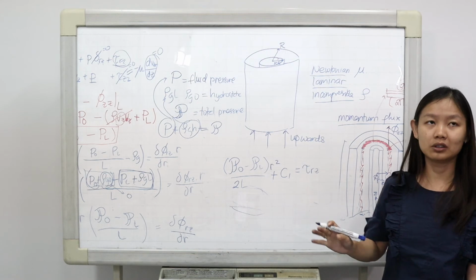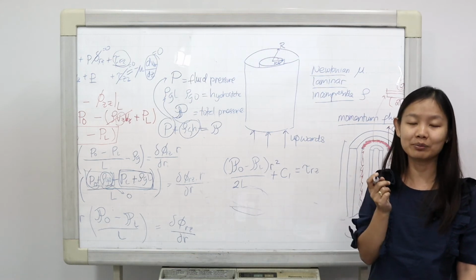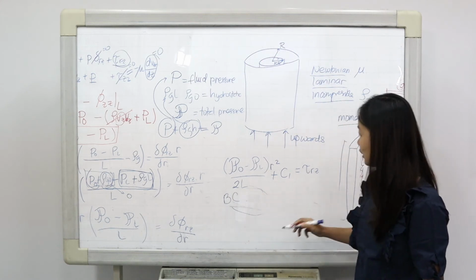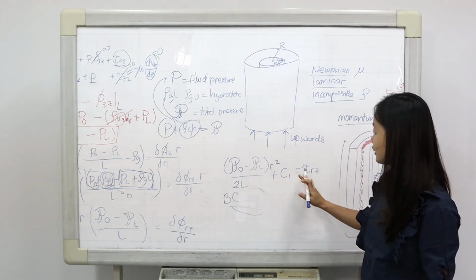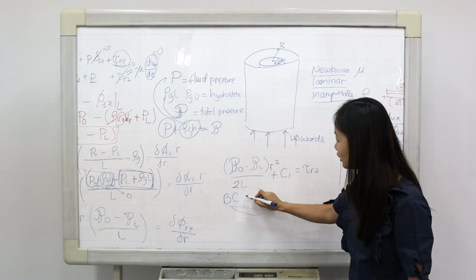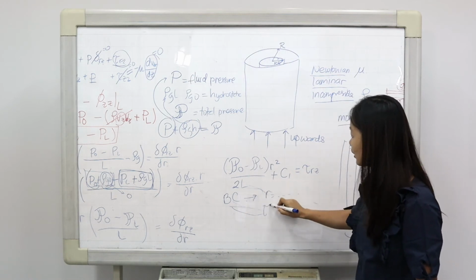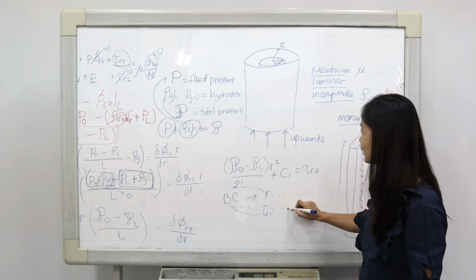Now to solve this problem, we have to choose one boundary condition. Okay, one boundary condition. Because this is tau rz as a function of r, the boundary condition must be: at r equal to something, tau rz equal to something.